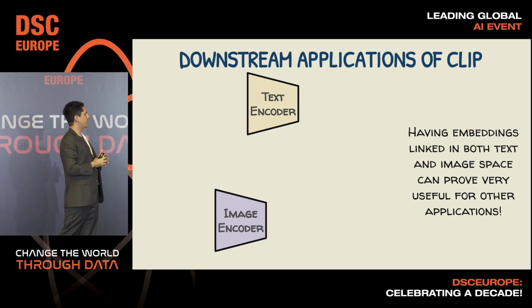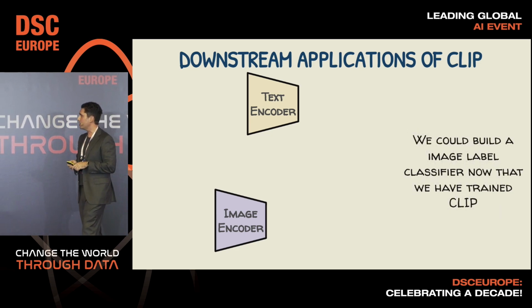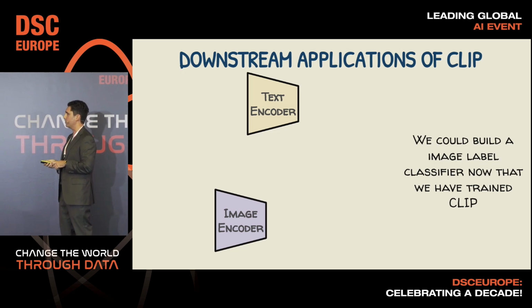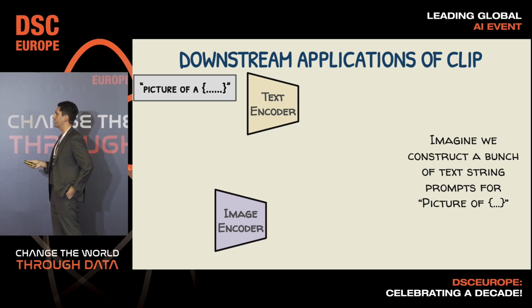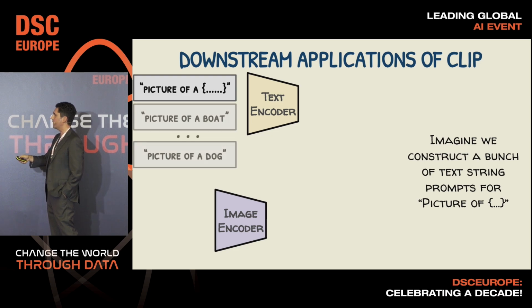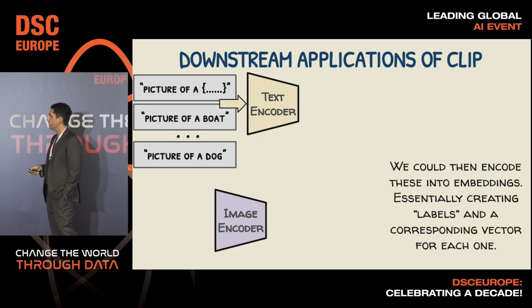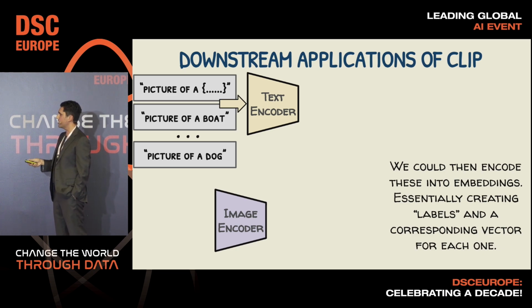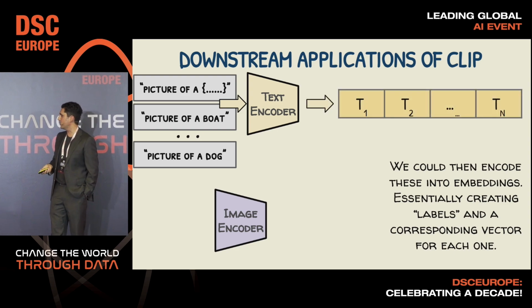Now, just to give you an idea of what kind of downstream applications you can have with CLIP, you could build an image label classifier now that you have this trained CLIP. So for example, you could construct a bunch of text strings that said, hey, picture of a boat, or picture of a dog, picture of a cat, etc. And so you have a bunch of strings that you constructed. And if you wanted to build a crude image classification system, now that you've trained CLIP, you could encode these into embeddings, essentially creating labels and a corresponding vector for each one. So you would get something that looks like this.